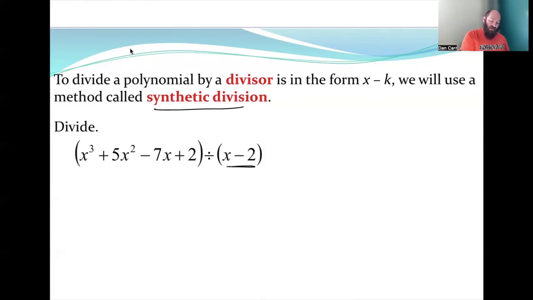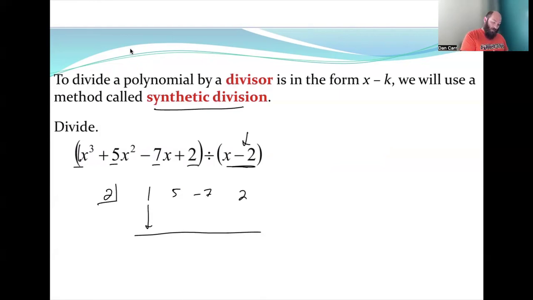If I'm dividing by this factor, x minus 2, I'm going to take all of my coefficients, like 1, 5, negative 7, and 2. I'm going to line them up right here. So 1, 5, negative 7, and 2. I'm going to draw a line somewhere below. I'm going to take x minus 2, but take the opposite of the negative 2 and make it a positive 2, and it goes right here. Now I'm going to put a little box on the side. Here are the steps that it takes.